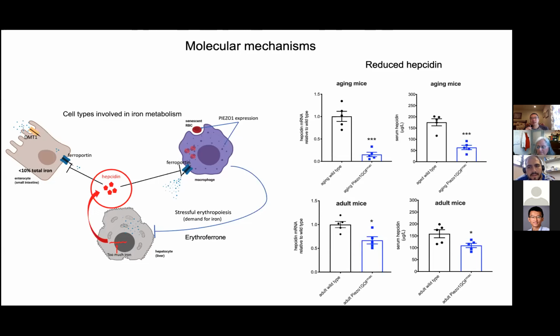Actually, when we do the analysis, we mainly analyze the macrophages from the spleen, because that's where the red blood cells are recycled by the macrophages. But when we did the histology, we also looked at the macrophages in the liver, and we observed that they are overloaded by the iron. Cool, thank you.